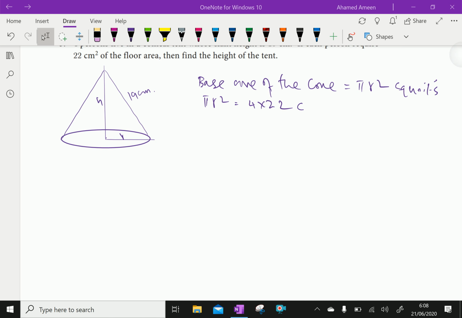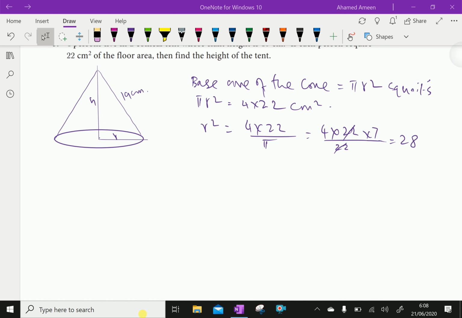Therefore r squared equals 4 into 22 over pi, which is equal to 4 into 22 over 22 by 7. The 7 will go up. It is 28. r squared is 28.